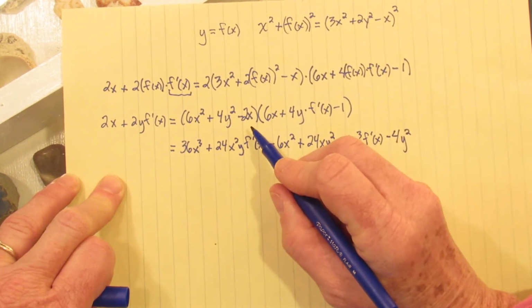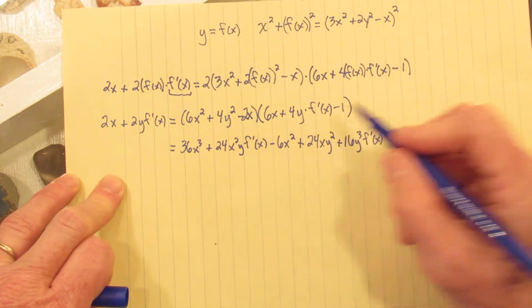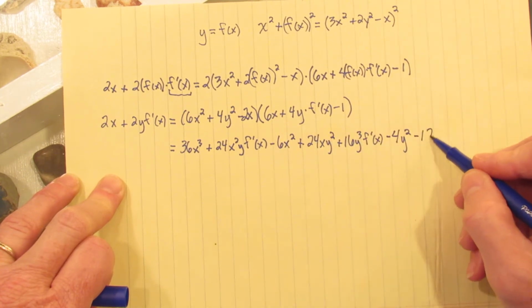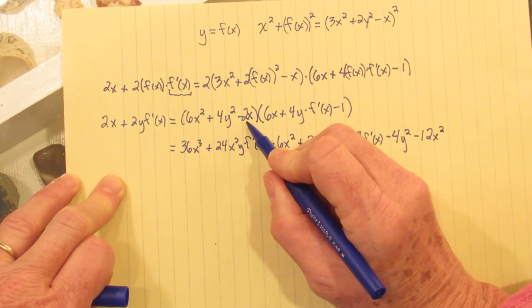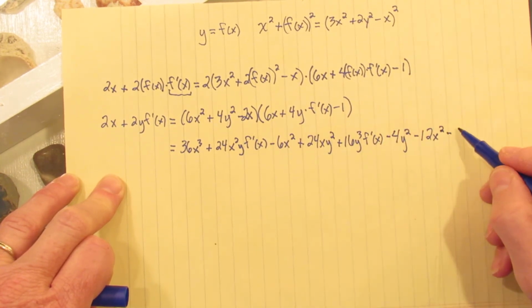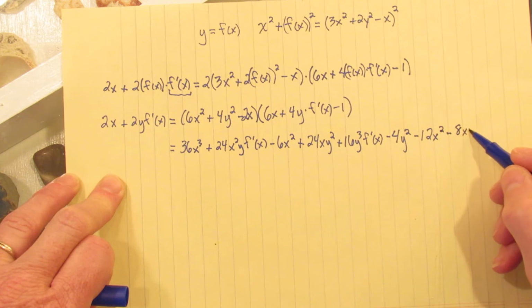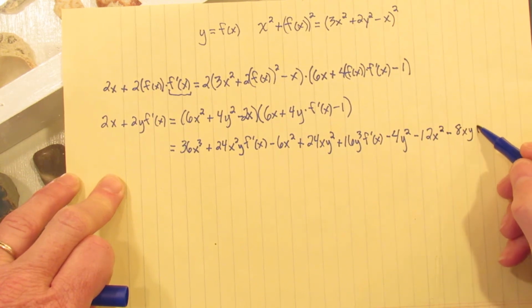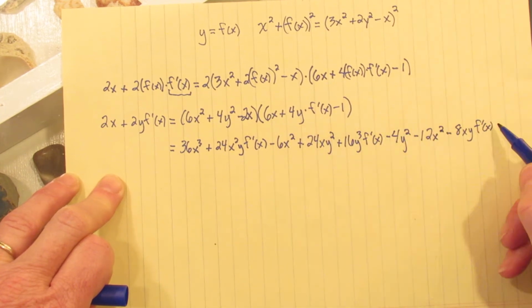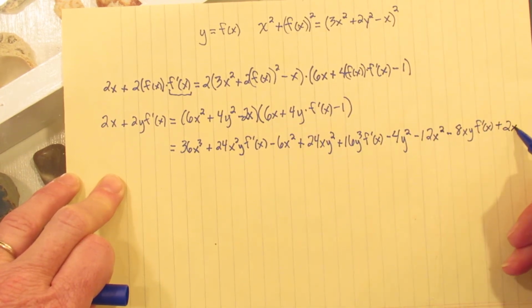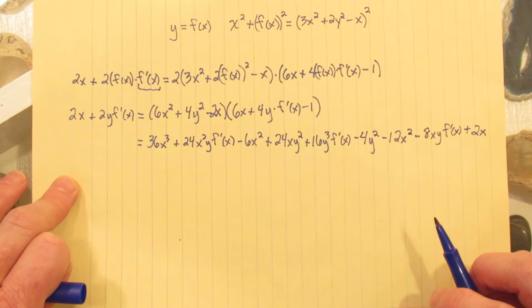And then negative 2x times 6x is negative 12x squared. And then negative 2x times this term will be negative 8xy f prime of x. And then negative 2x times negative 1 is positive 2x. All right.